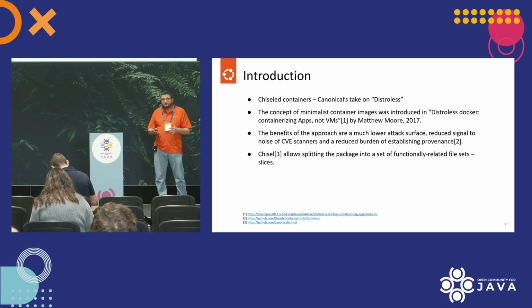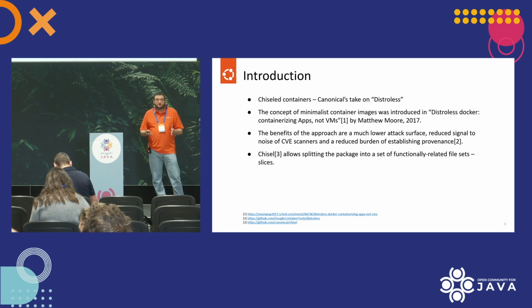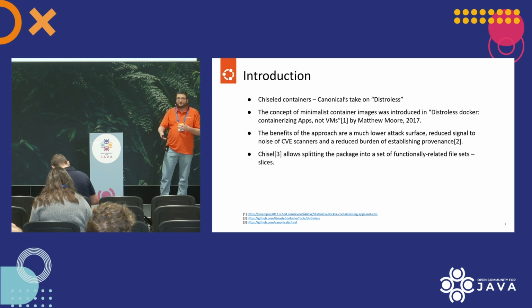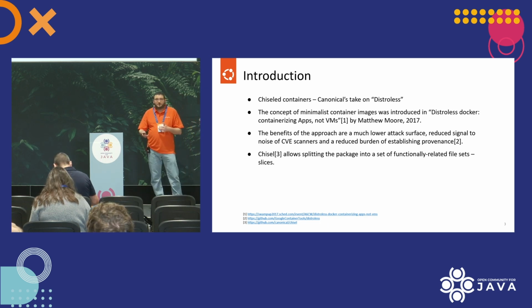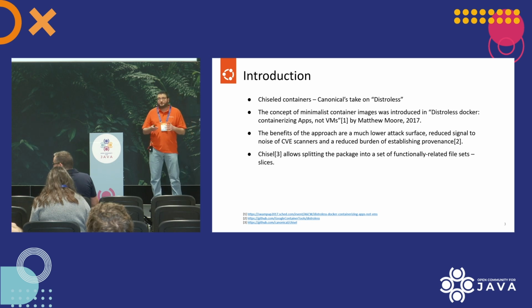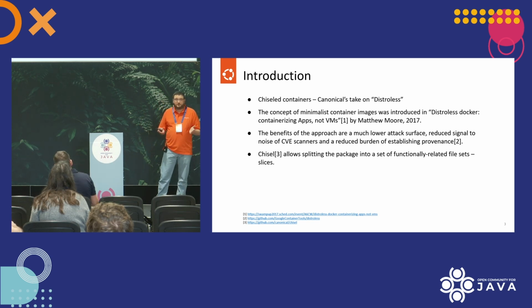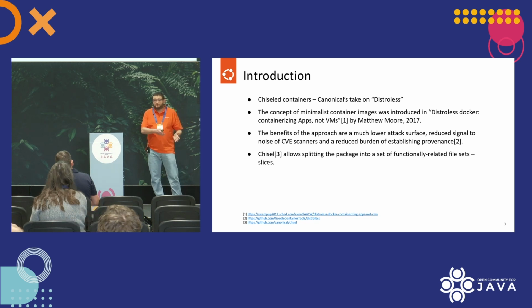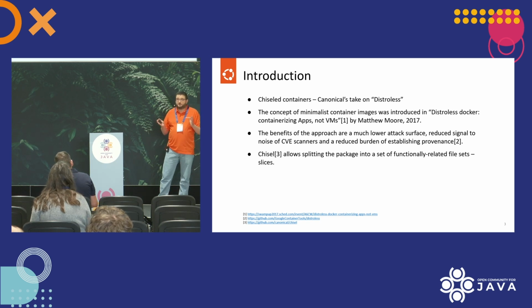So Chisel takes a slightly different approach. Instead of building a special Ubuntu container cloud native distro, we are taking our generic Ubuntu archive, and with the Chisel tool, we split packages into functionally related file sets. Let's take libc6, the base C library, for example. It consists of the libraries themselves and gconv character map converters, which are about 8 megabytes.